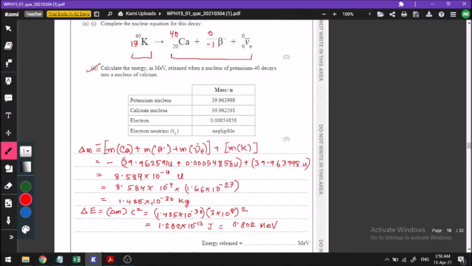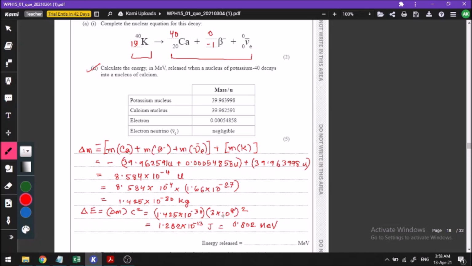So what happens to that mass? That mass is converted into energy. Notice that we have to convert this mass into kg. The masses are given in atomic mass units. So one atomic mass unit is 1.66 times 10 to the power minus 27 kg. Once you've converted this into kg, you can input it into the formula E is equal to mc squared, where m is the mass defect and c is the velocity of light. Using that, you can find the energy in joules.